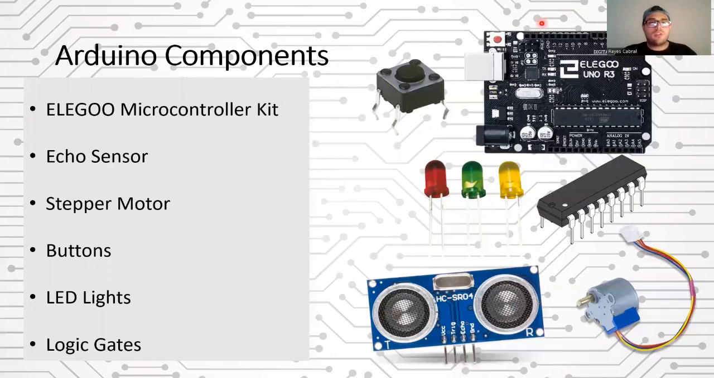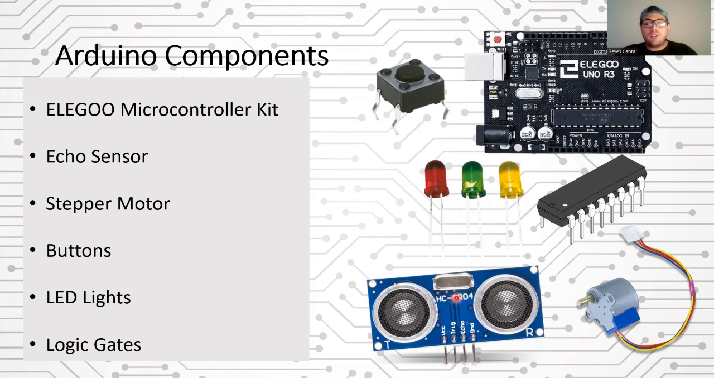So going forward with the Arduino components, in the beginning of the semester, we bought an Elegoo microcontroller kit that had many types of sensors and components. The first component for our landing gear was to use the echo sensor to detect at what height we want our landing gear to deploy or retract. And this would be our automatic mode.